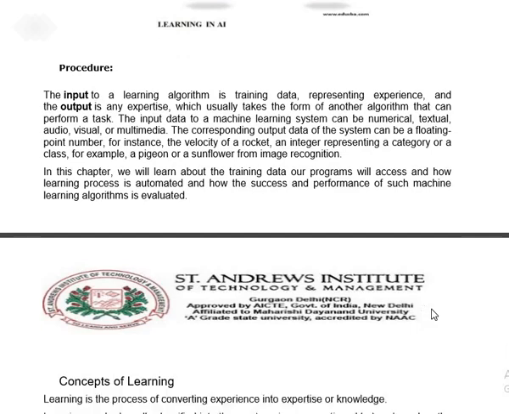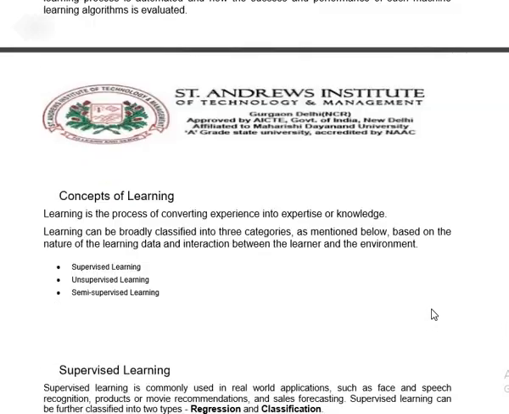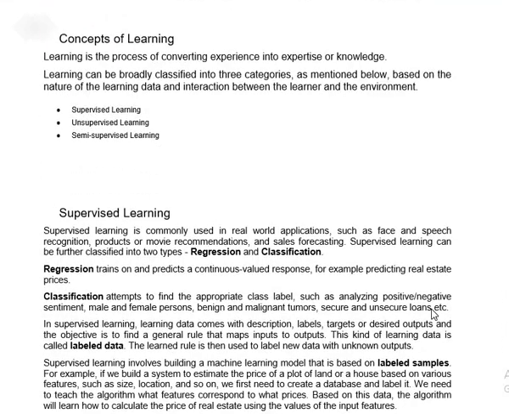Now, in the next part we come to the concepts that are mostly used in learning strategy. Learning is the process of converting experience into expertise or knowledge. When we say experience and expertise, it must undergo different types of taxonomy or classification. Learning can be broadly classified into three categories as mentioned below: supervised, unsupervised, and semi-supervised.